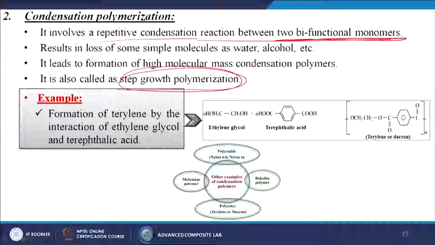What are the examples? Formation of terylene by the interaction of ethylene glycol and terephthalic acid. So, ethylene glycol and terephthalic acid make terylene or Dacron. Other examples of condensation polymers are the melamine polymer, generally used for crockery or cups, the Bakelite polymer, polyamides like nylon 6,6 and nylon 6, and polyesters like terylene or Dacron.